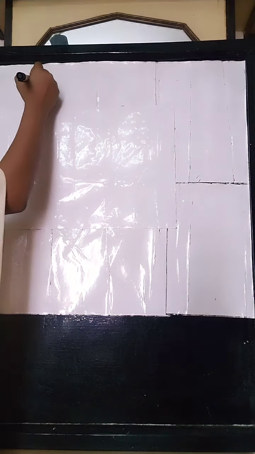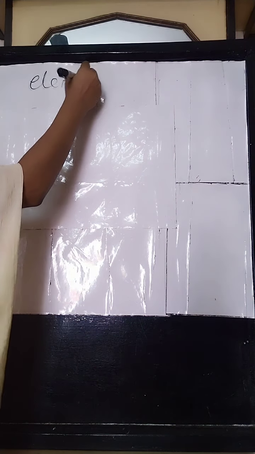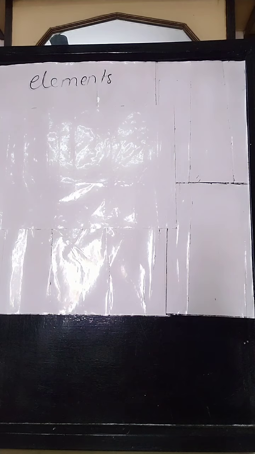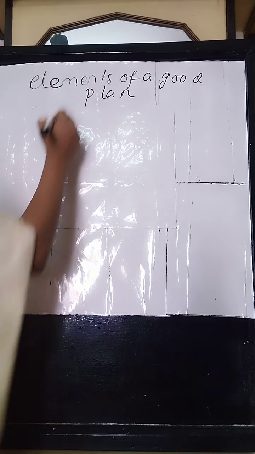In today's class, I'm going to discuss the last segment of the planning chapter of Business Studies First Unit Test syllabus. This last segment of the planning chapter consists of the essentials or the elements of a good plan. So today my topic will be based upon essentials or elements of a good plan. This is the topic for today.